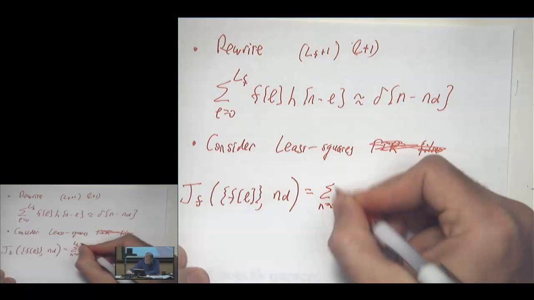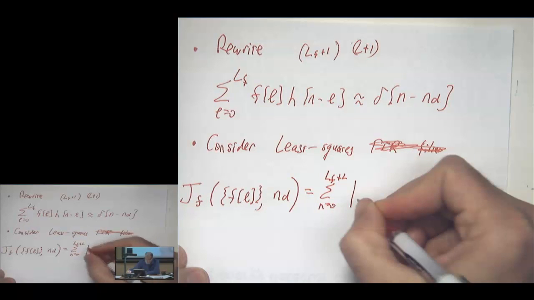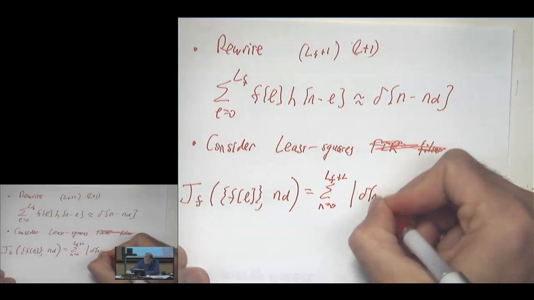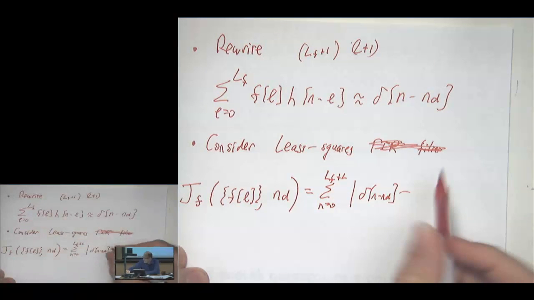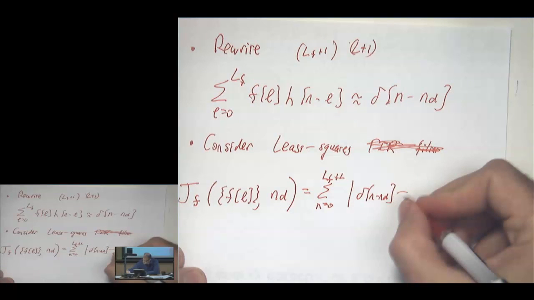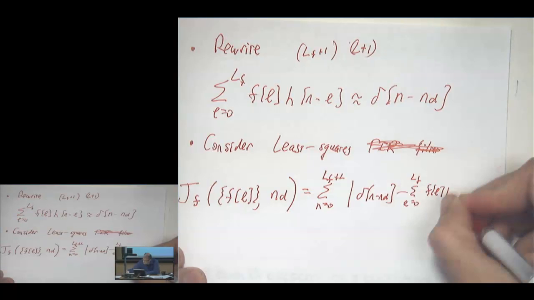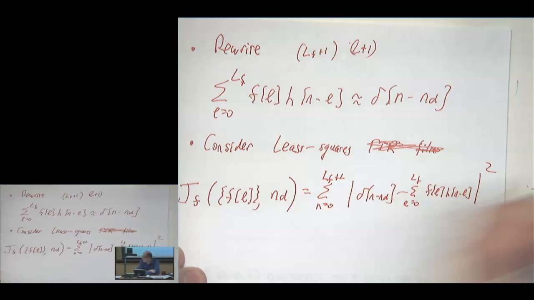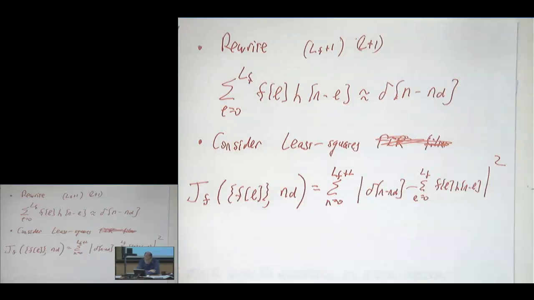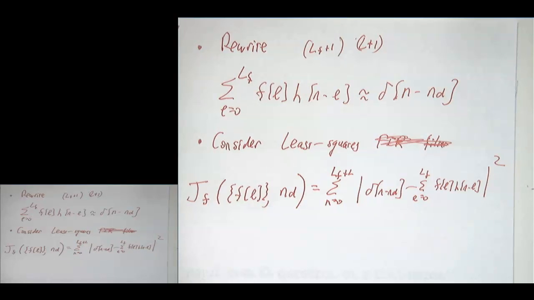So we have the squared error terms that sum over all the possible values. Let's put a delta of n minus nd here. Minus. So we're just rewriting this as a squared error term. I'm going to put this here. Sum over L equals 0 to LF, F of L, H of n minus L. And then I put the square here. So this is our squared error function. And then we want to find the filter coefficients that minimize this thing here.